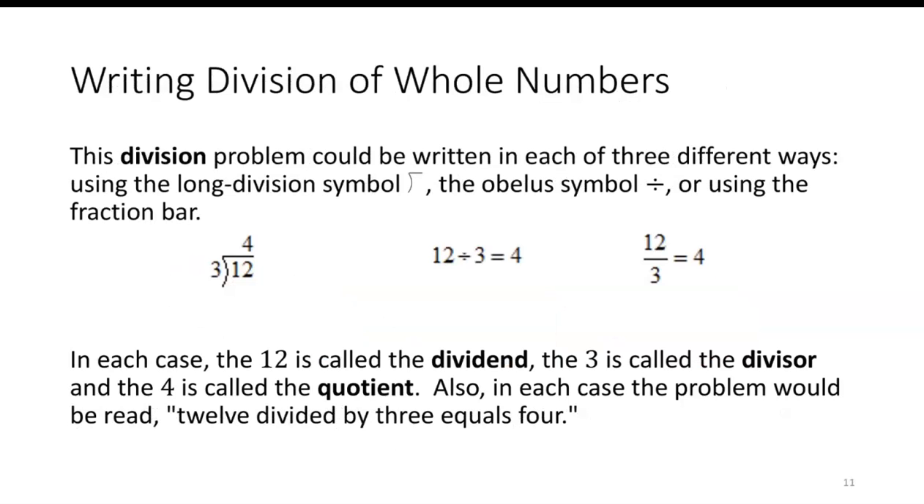This division problem could be written in 3 different ways: either using the long division symbol, the obelus symbol, which is the dash with the dots above and below, or using the fraction bar. In each case, the 12 is called the dividend, the 3 is called the divisor, and the 4 is called the quotient. Also in each case, the problem would be read as 12 divided by 3 is equal to 4.